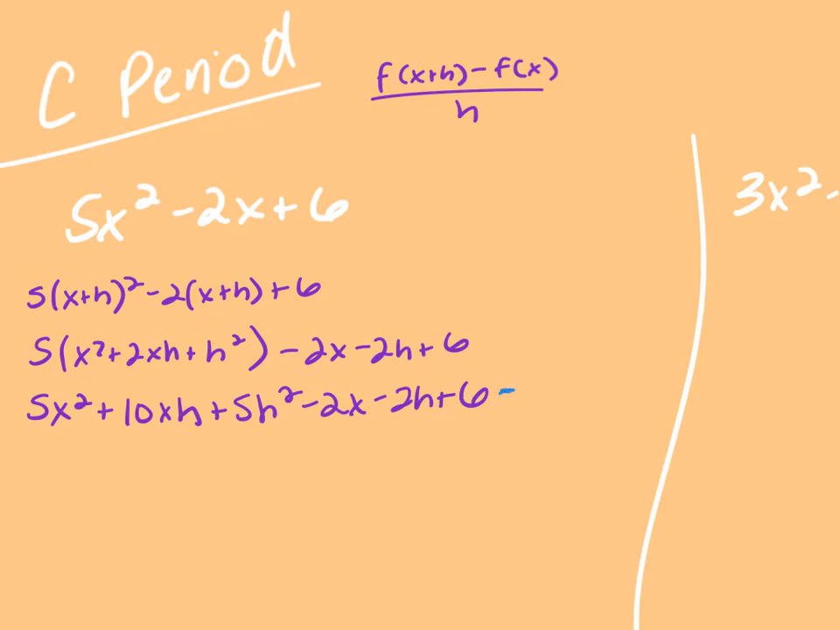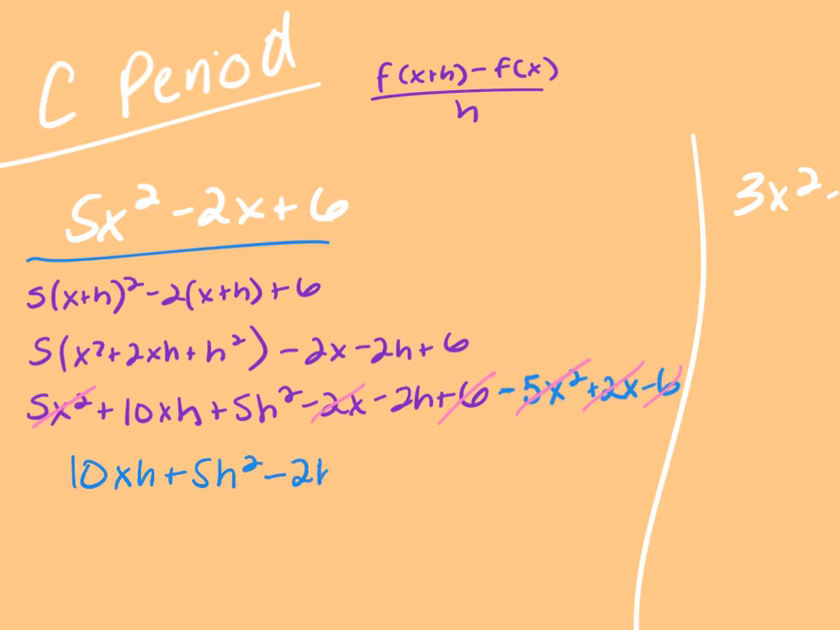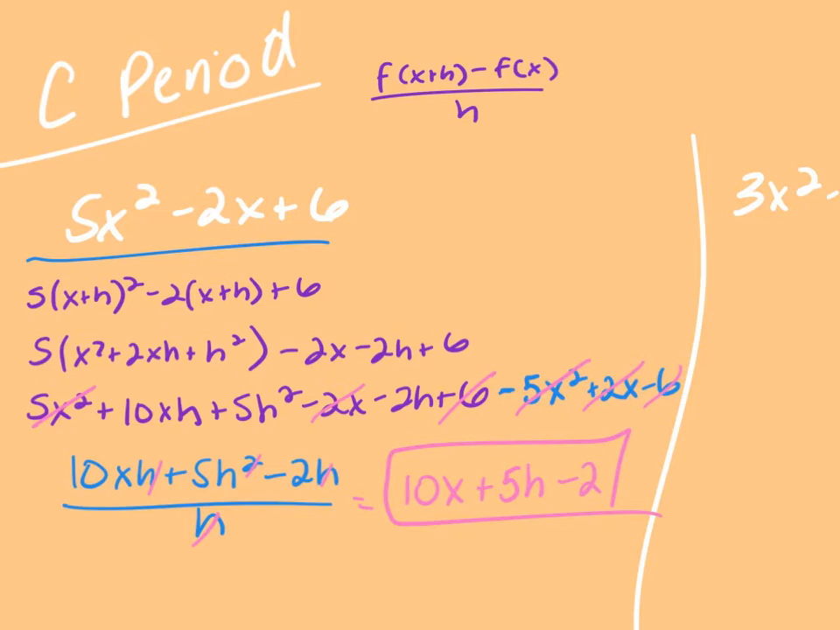Subtract from it my original f of x, changing its signs. Cancel the positive 5x squared, the negative 5x squared, the negative 2x, the positive 2x, the positive 6, the negative 6. 10xh plus 5h squared minus 2h all over h. And an h cancels from each spot, and I get 10x plus 5h minus 2.